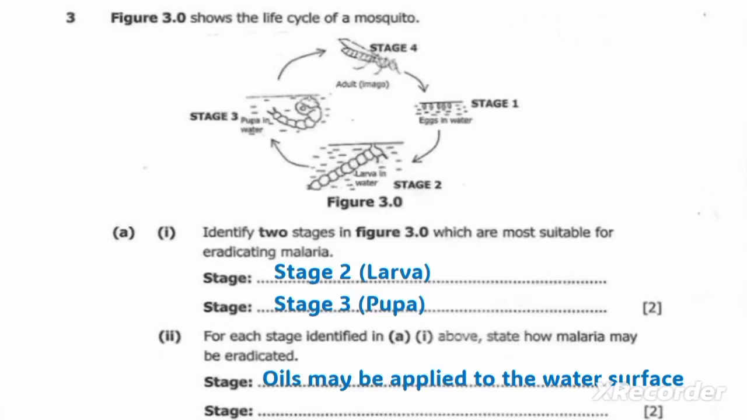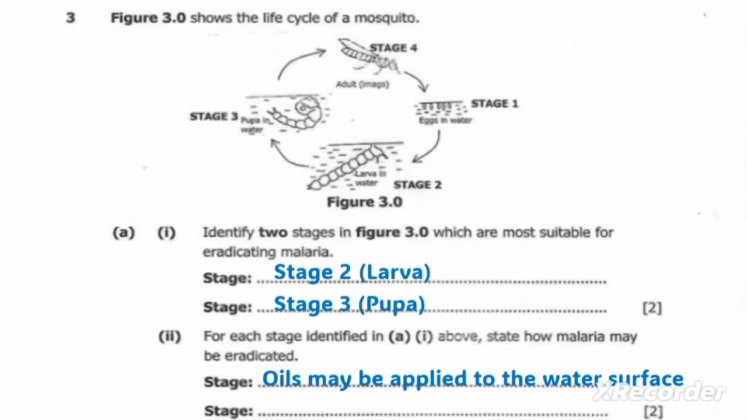Stage number 3, pupa. How can we eradicate malaria at stage 3? We can eradicate malaria at stage 3 by using insecticides, or by using chemicals, or by using poisons. So using poisons or insecticides can be used to eradicate pupa. Or better still, we can use the natural method.